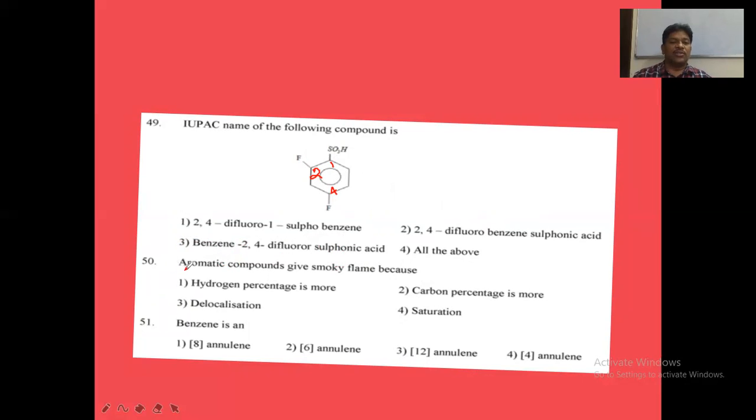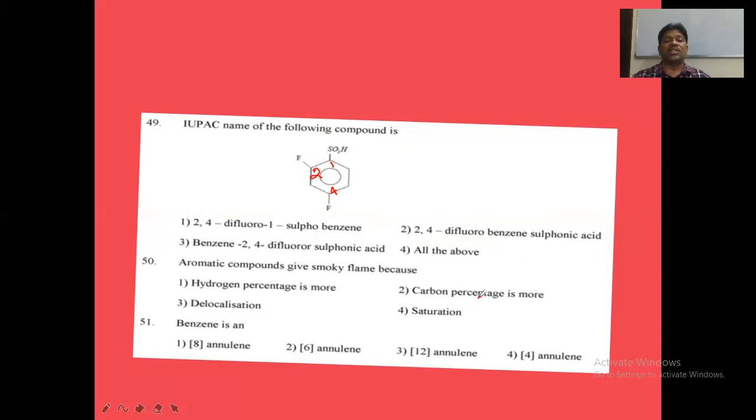Let us check what they ask here. Aromatic compounds give a smoky flame. What does smoky flame mean? When an aromatic compound such as benzene is burnt, a flame with black colored smoke is observed. That flame, along with black colored smoke, is called a sooty flame. What is the sooty flame due to?